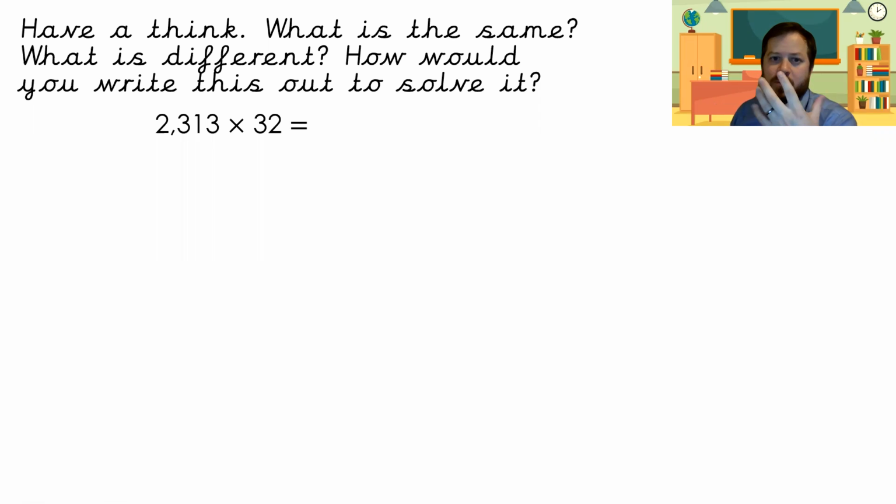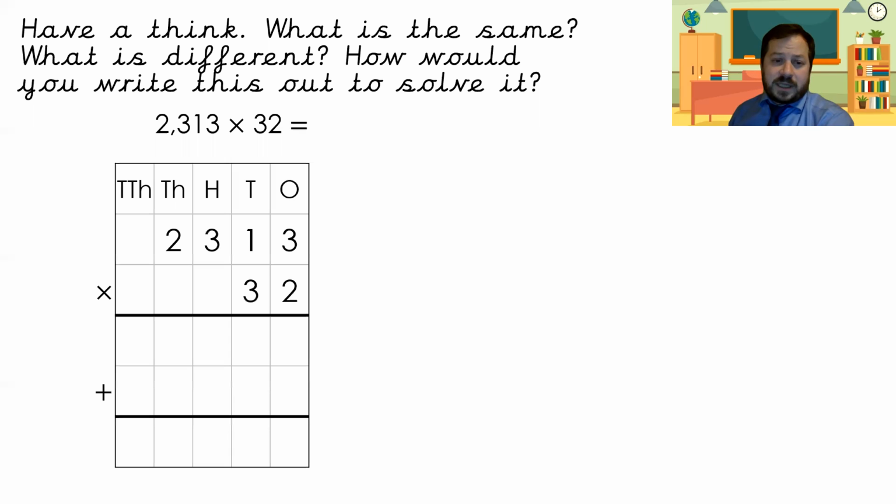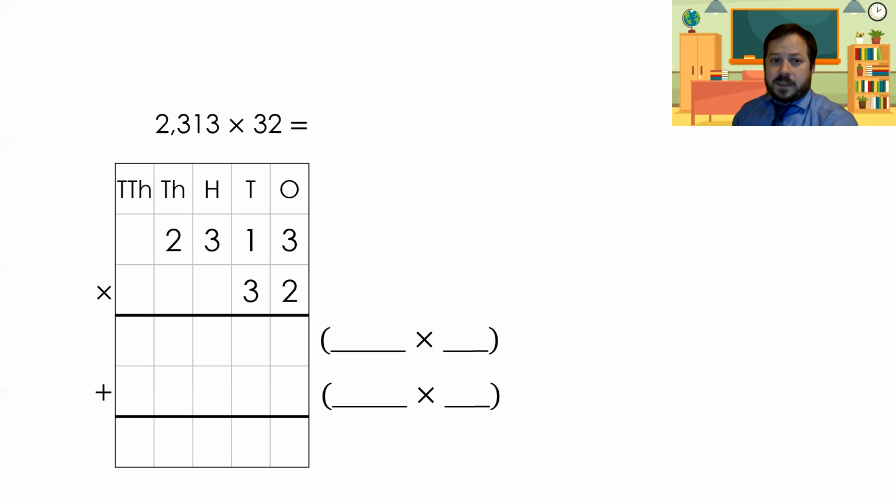Okay, so what's the same is that we're timesing by a 2-digit number, and the only difference is that we're adding an additional column, the thousands column, to our top number. And how we would write it out is identical to what we've done before. We're just going to use our columns, place the big number on top, we're timesing it by the smaller number, and then we're going to think about how we split it up.